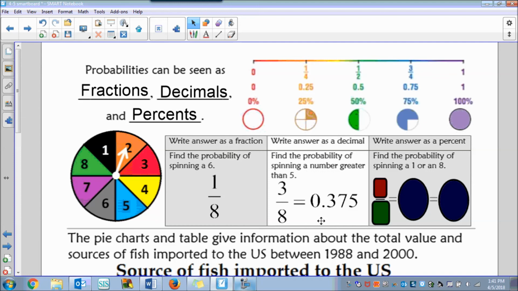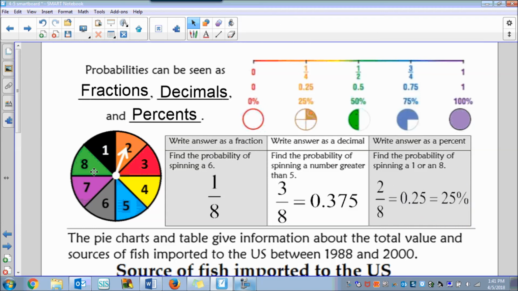The last one we're going to write as a percent. We're trying to find the probability of spinning a 1 or an 8. So the favorable outcomes there are getting a 1 or an 8. 1 or an 8 is 2 possible outcomes. Out of our total, still 8, that's going to change to a decimal as 0.25. 2 divided by 8 is 0.25, and that's 25%. So there's a 25% chance that we land on one of those 2.